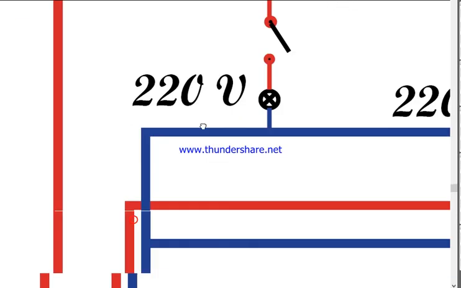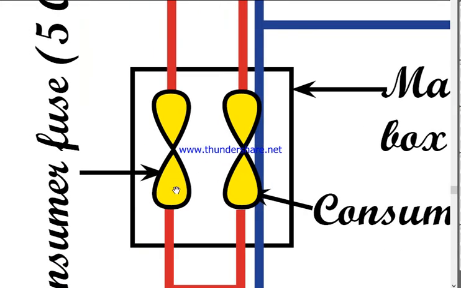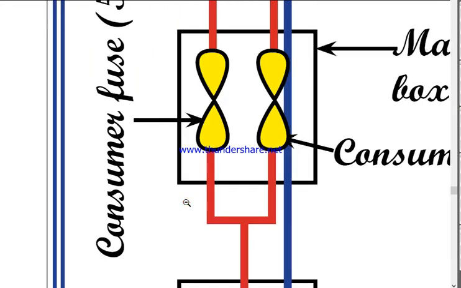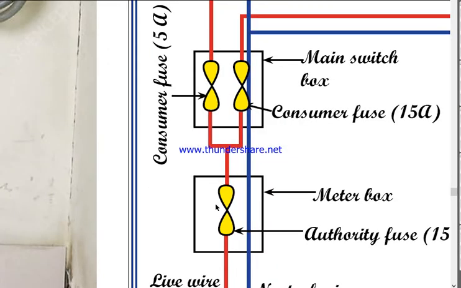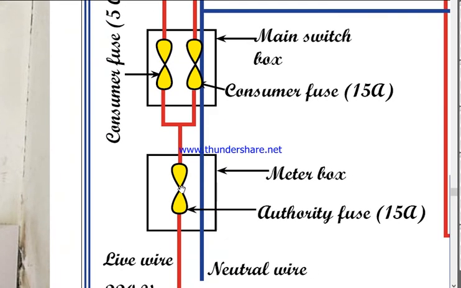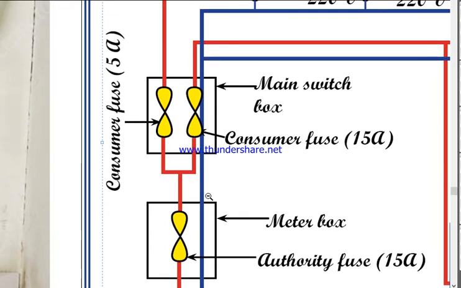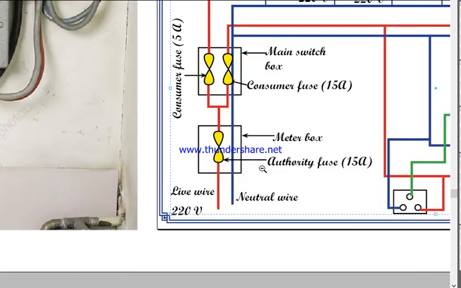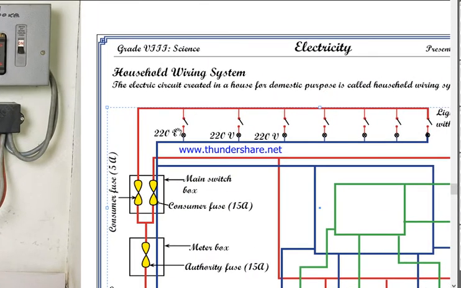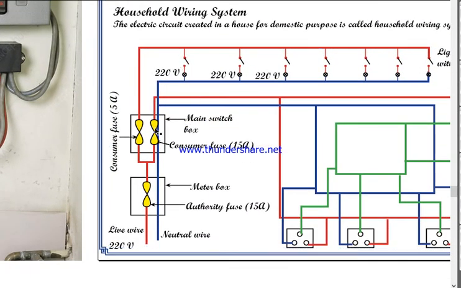Okay, let us see another example. Here you can see the fuse wire. The fuse wire is also kept in the red or live wire. Yes, they are not kept in blue wire or neutral wire. Fuse wire is always kept in live wire, and switch is also kept in live wire. Why is that?